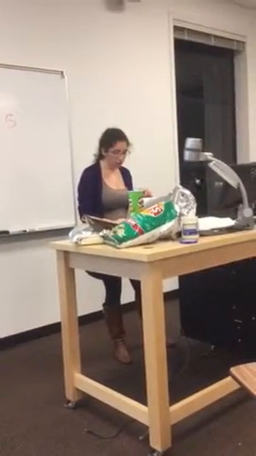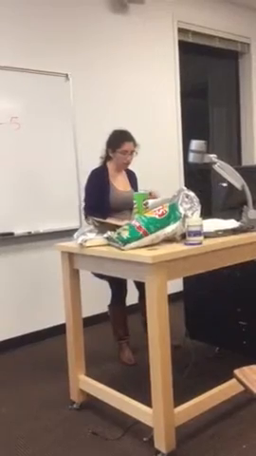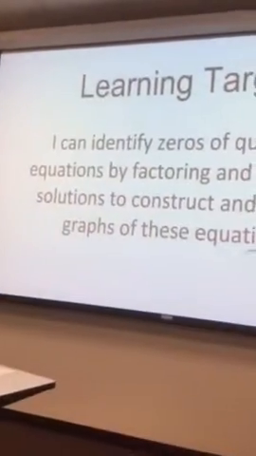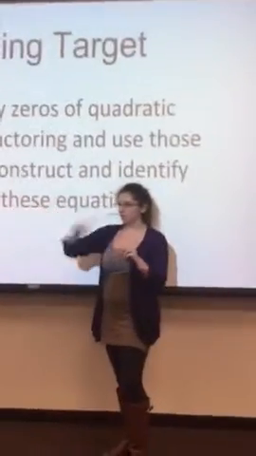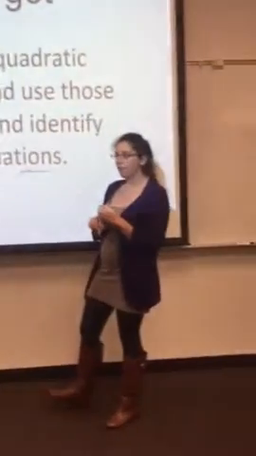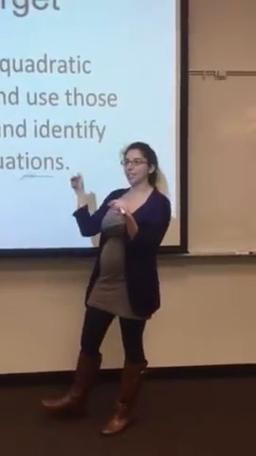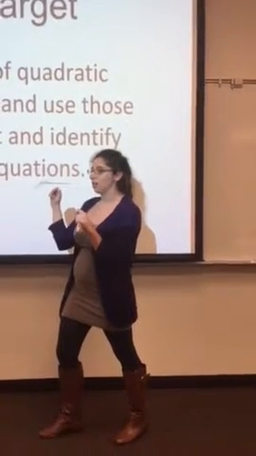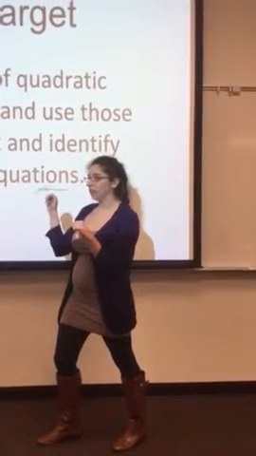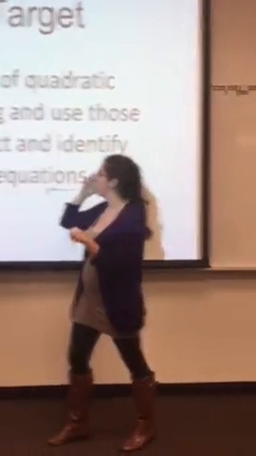So let's go back through our learning target and discuss those vocabulary words. So the zeros, yes, we got it. That's where the graph crosses the x-axis when y equals 0. Right? So that flat line in the middle there.